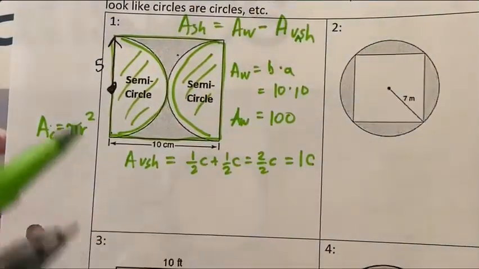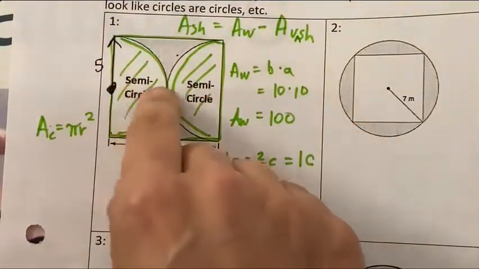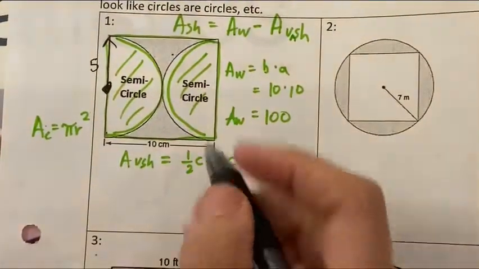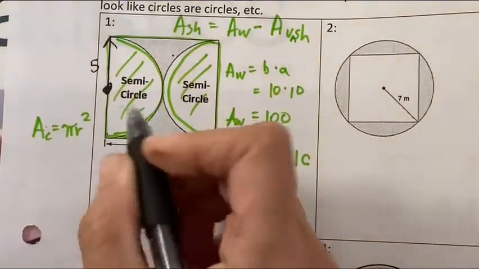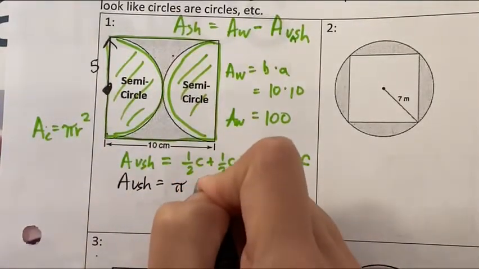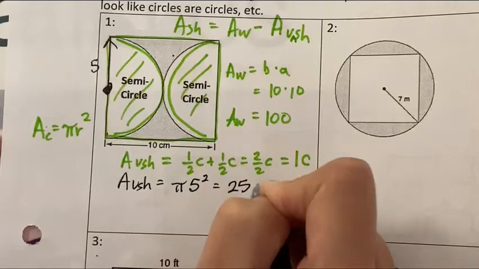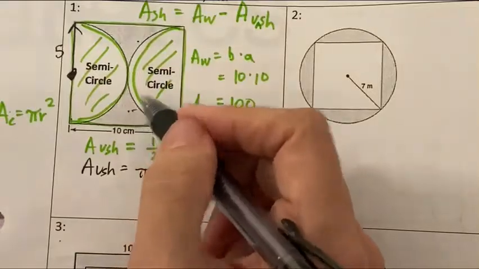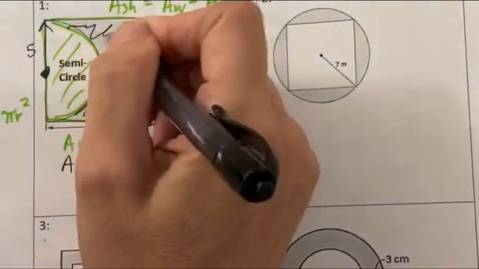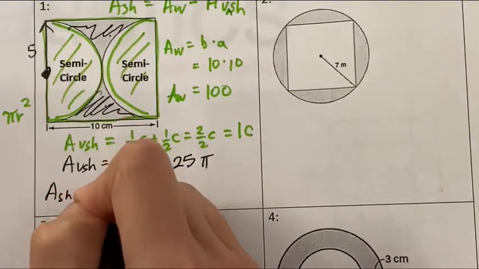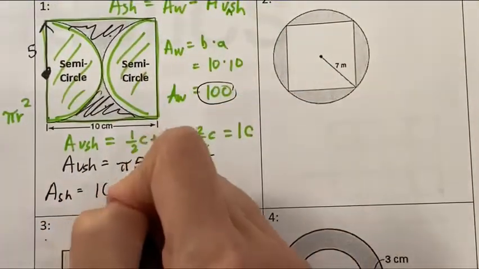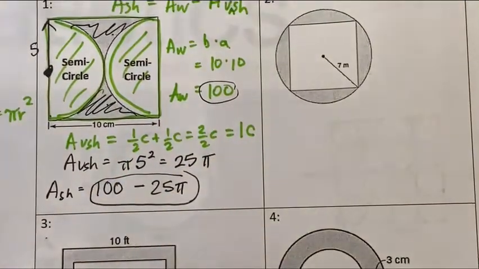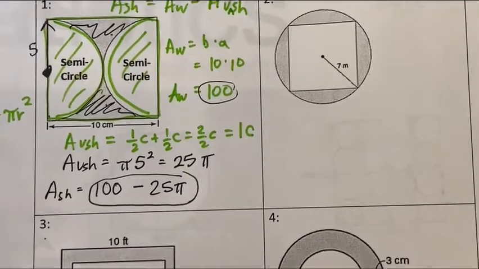Is that making sense there? So the radius has to be 5. This is 5, that's 5, that's 5. All of the radii for both of these circles are 5. So what is the area of my unshaded region? That would be pi times 5 squared, or 25 pi. What is the area of the shaded region? It would equal the whole area, 100, minus 25 pi. And yes, we would leave our answer looking like that. Fun, right? Let's do another.